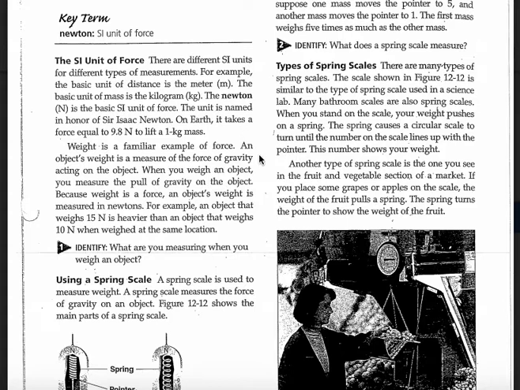Weight is a familiar example of force. An object's weight is a measure of the force of gravity acting on the object. When you weigh an object, you measure the pull of gravity on the object. Because weight is a force, an object's weight is measured in newtons. For example, an object that weighs 15 newtons is heavier than an object that weighs 10 newtons when weighed at the same location.